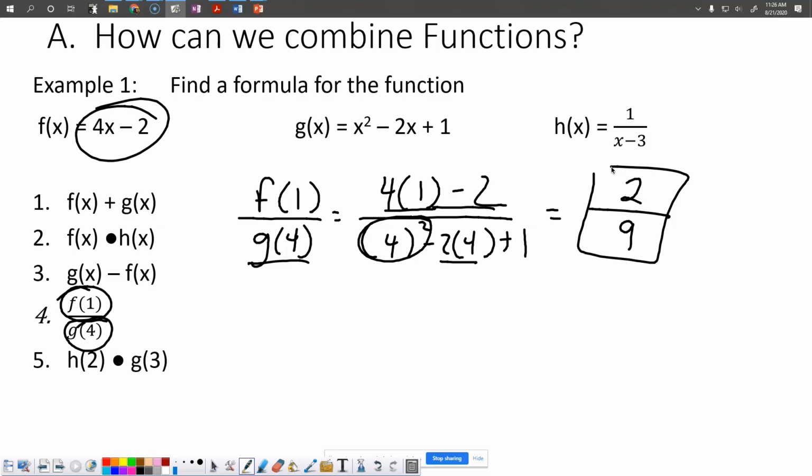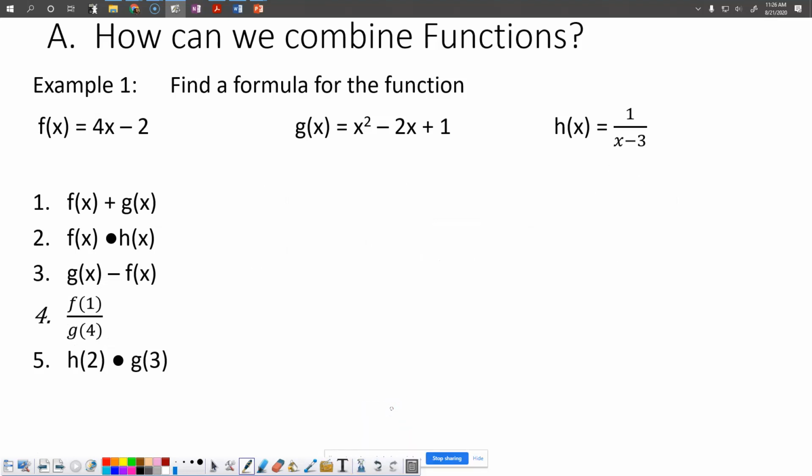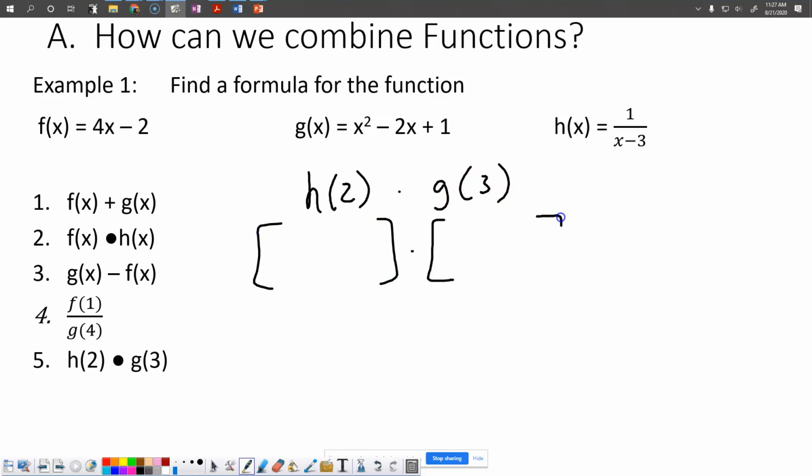It's a similar thing. We're going to be evaluating as well as combining. So for number 5, we have h of 2 being multiplied by g of 3. So the first thing I'm going to do is take my h function, which is 1 over x minus 3, but instead of x, I'm going to put 2, because we're plugging in 2 for x.